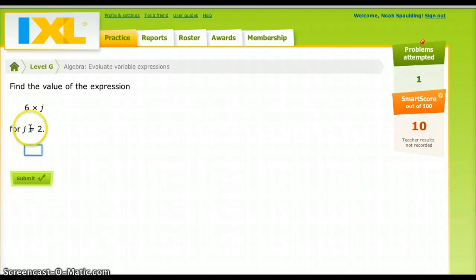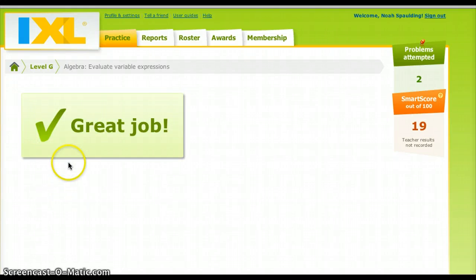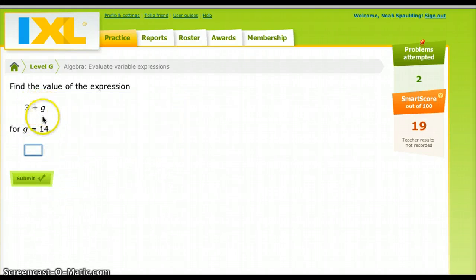Next, 6 times J. J is 2. So plug that in. 6 times 2 is 12. Okay, next we have 3 plus G. G is 14. Plug in the 14. 3 plus 14 is 17. Okay, next, find the value. S plus 9. S is equal to 4, so plug the 4 in. So that's 4 plus 9, which is 13.